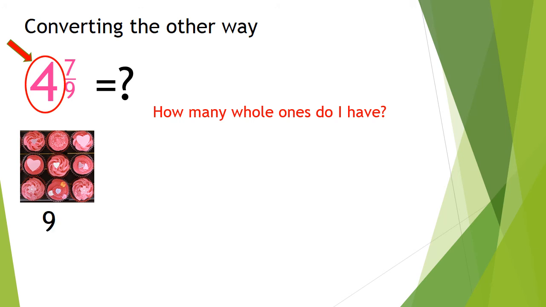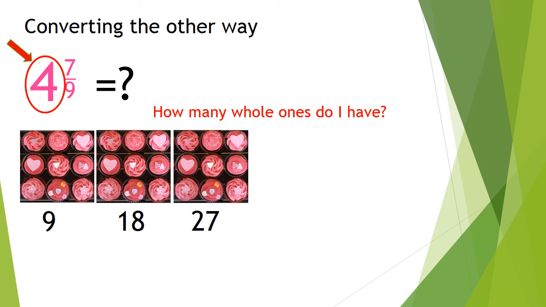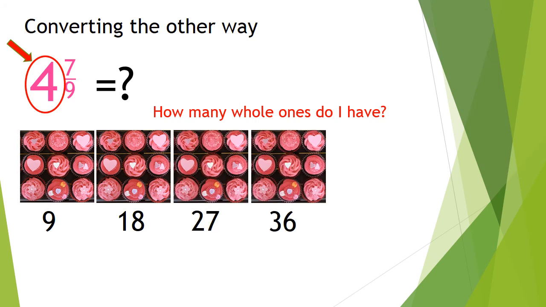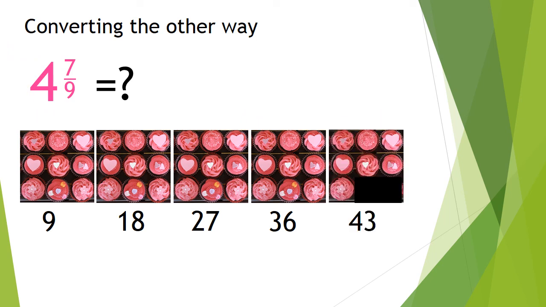So my first box, 9 cupcakes. Second box brings me to 18. Third box, 27. Fourth box, 36. So I've done all of my full ones, and I can see I have 7/9 as well. So there's my 7/9, and that's 43 altogether. So it's 43/9. 4 and 7/9 is 43/9.